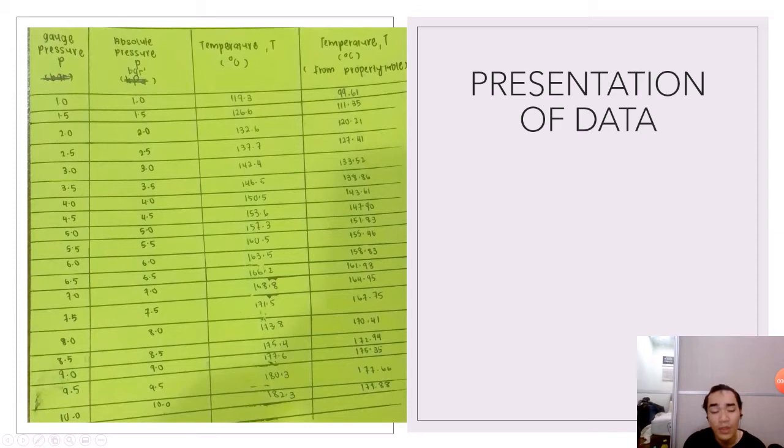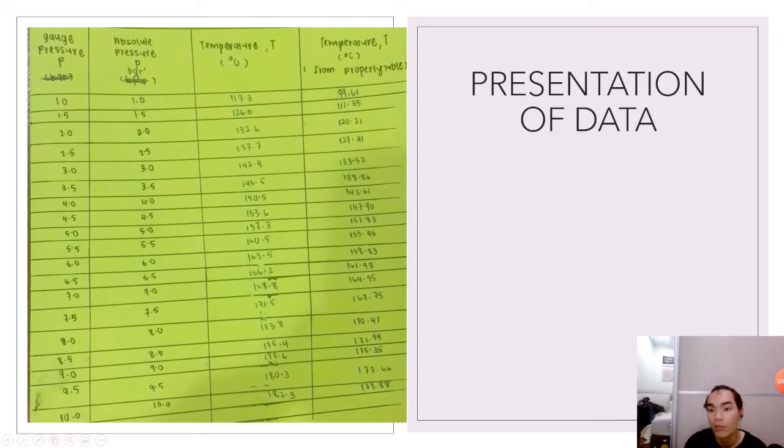Presentation of data. This is the table I've drawn. Here is the gauge pressure, absolute pressure, temperature, and temperature from the property table.